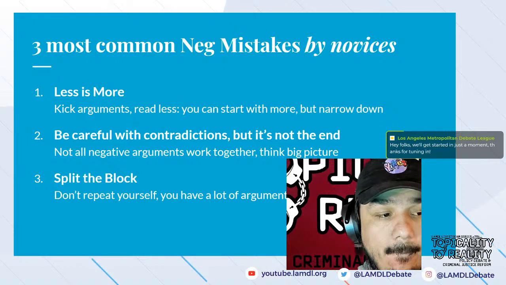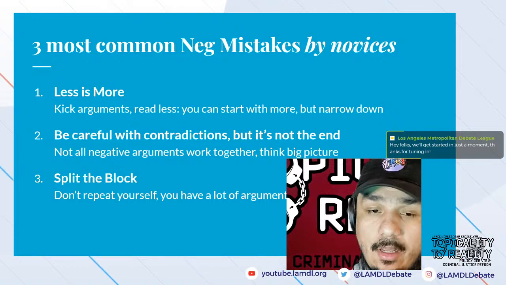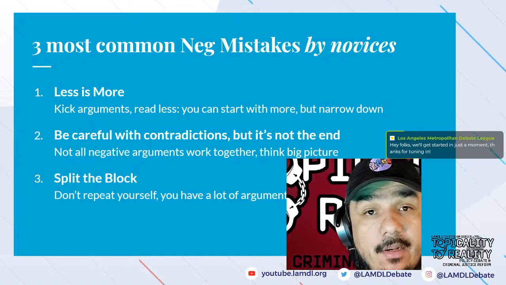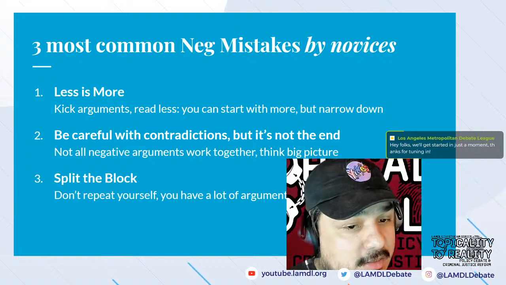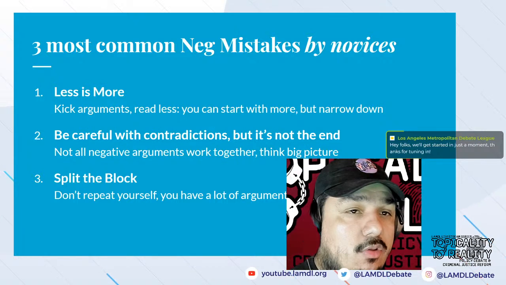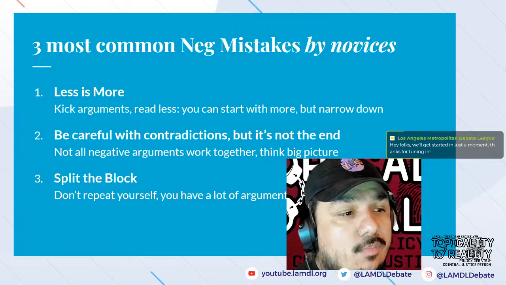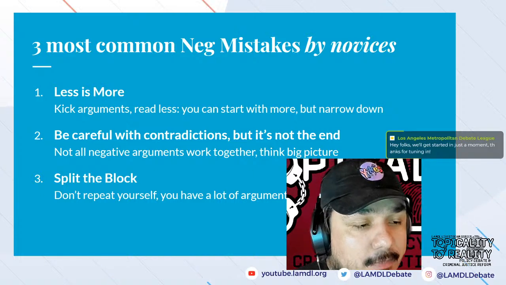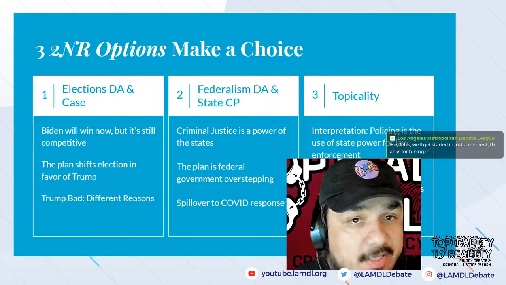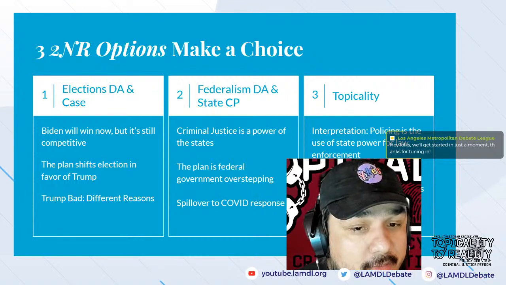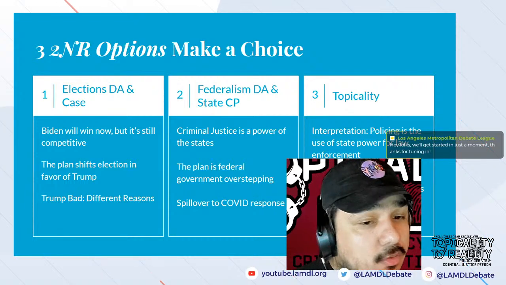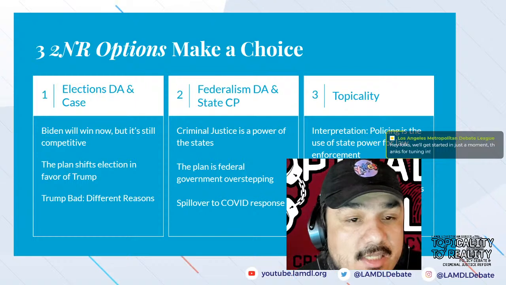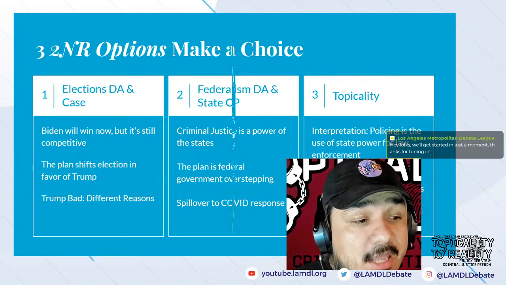All right. So before I moved on, I wanted to sort of address three common negative mistakes that we see happen with novices. First is, as I've sort of mentioned throughout this presentation, that less is more, right? That you should kick arguments, right? That at the beginning of the debate, you could have all of these things in the one NC. It depends on how fast you read it, right? But theoretically, you could have two disadvantages, a counterplan, case defense and solvency takeouts, and case turns, and a topicality, right? But by the end of the debate, you want to narrow that down, right?